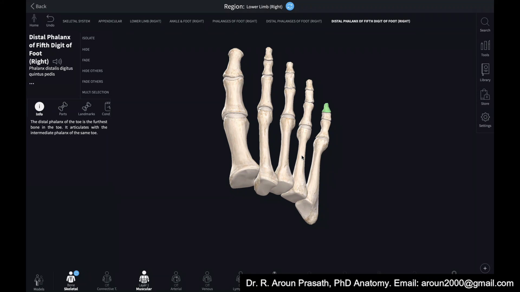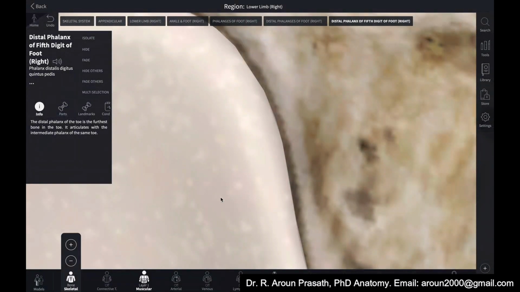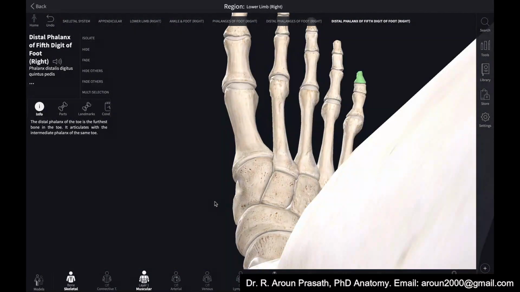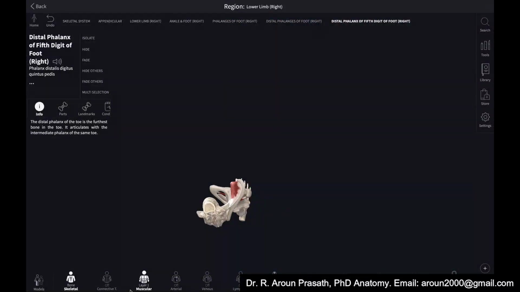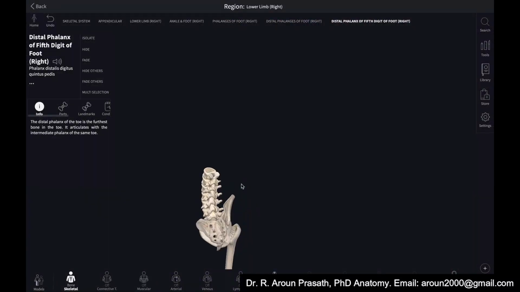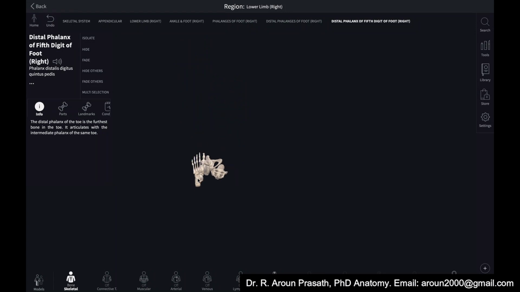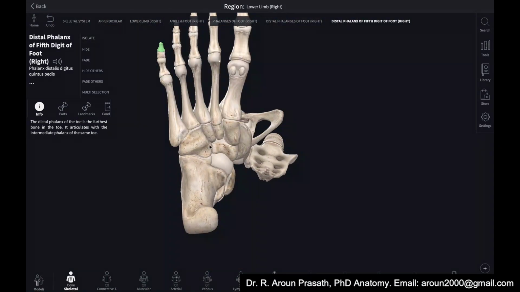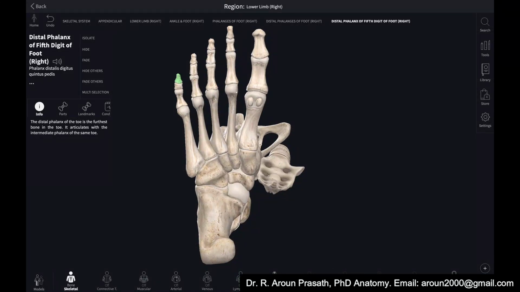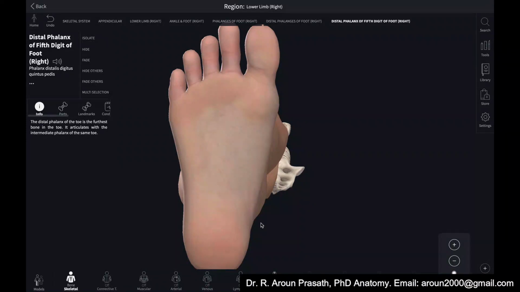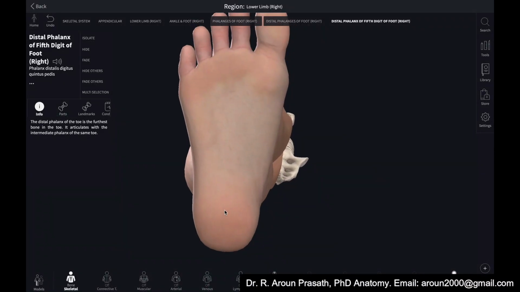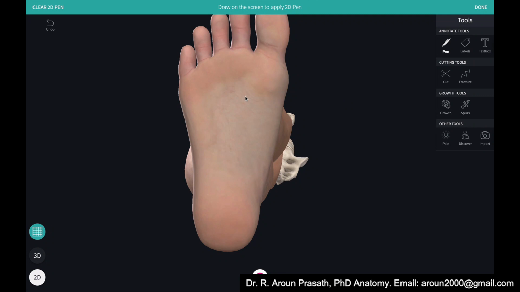The speciality is that all these bones are arranged in the foot to form the arch of the foot. So I will show you the base of the foot so that you will be able to understand. This is the inferior aspect of the foot. If you look at the skin here, this is the medial arch of the foot.